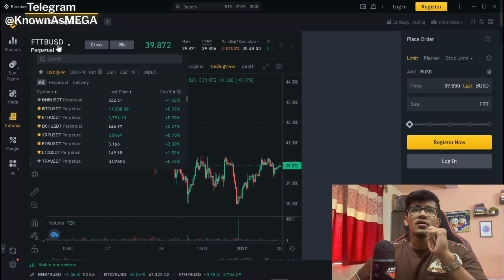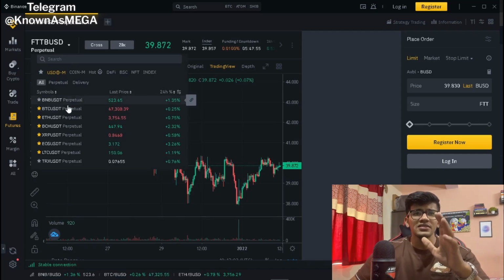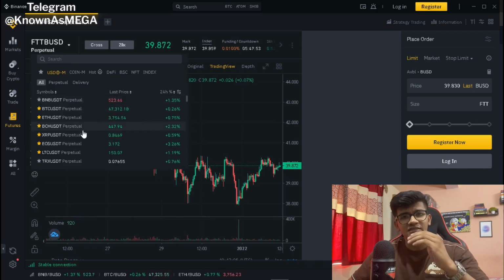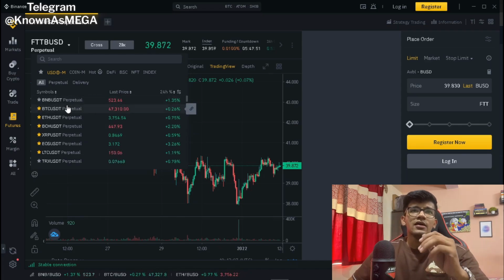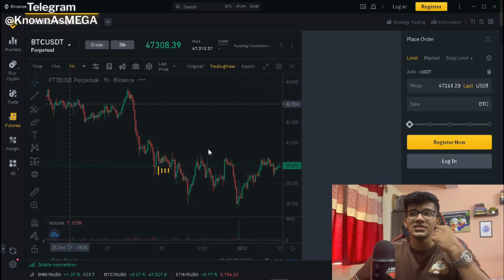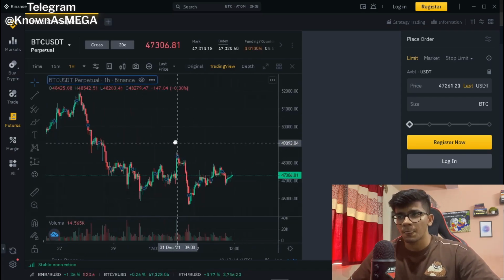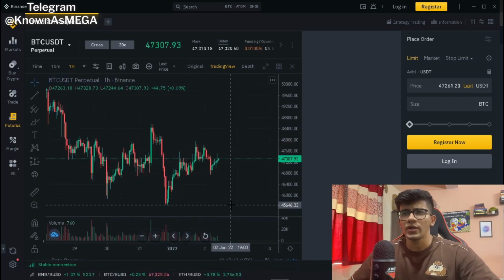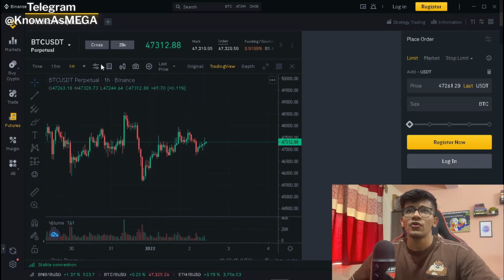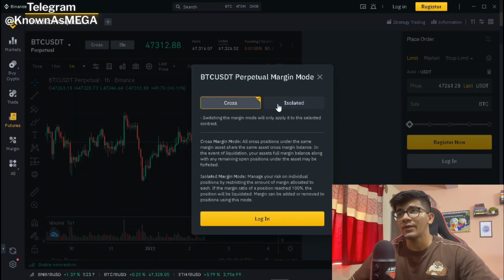Now if you see over here, we've got a perpetual. What does perpetual mean? Perpetual means never ending. These are futures contracts that don't have an expiry. So over here, let's say I select BTC USDT because I want to trade Bitcoin, and let's say I want to buy Bitcoin. Over here you have two types of margins. First is cross, second is isolated.